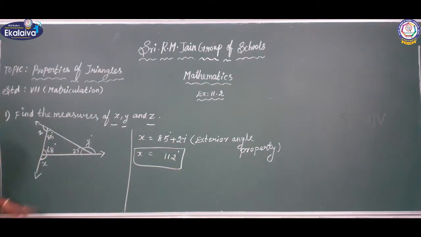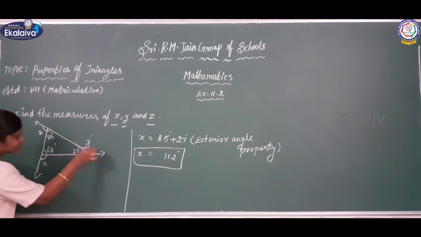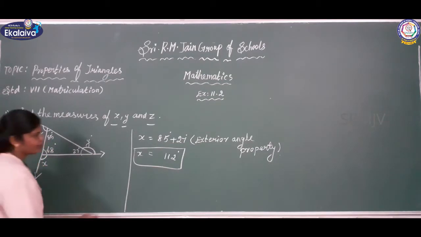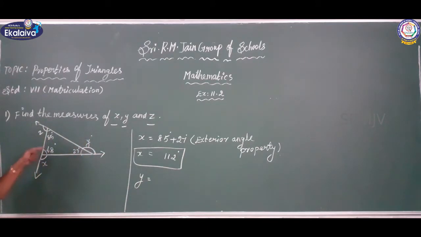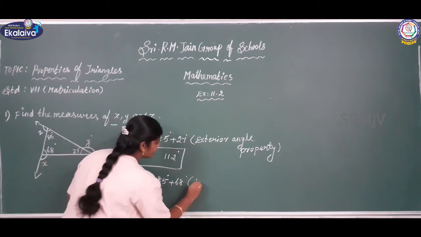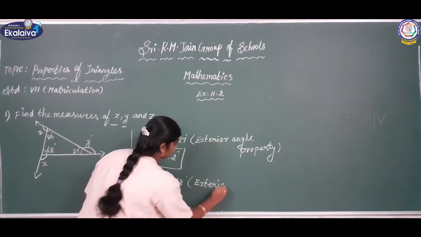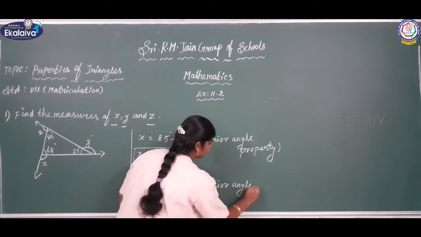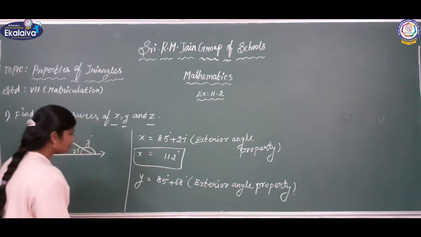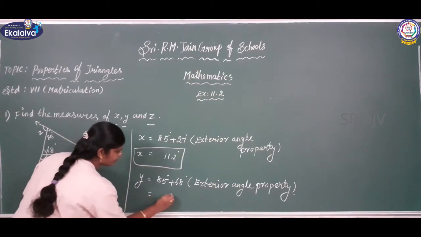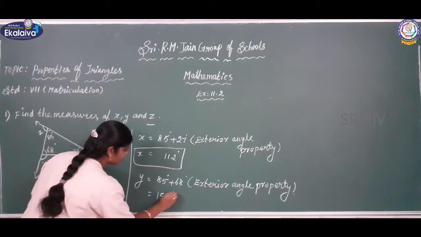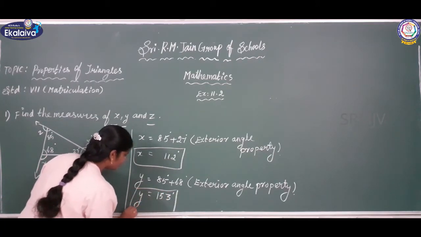Okay. And the next, y value. See, y is the exterior angle. Okay. What is the opposite interior angle? 85 and 68. Okay. So, y equal to 85 plus 68 degrees because of the exterior angle property. Okay, just add it. 8 plus 5 is 13, 3 remaining 1, 1 plus 6 is 7, 7 plus 8 is 15, 153 degrees. Y equal to 153 degrees.